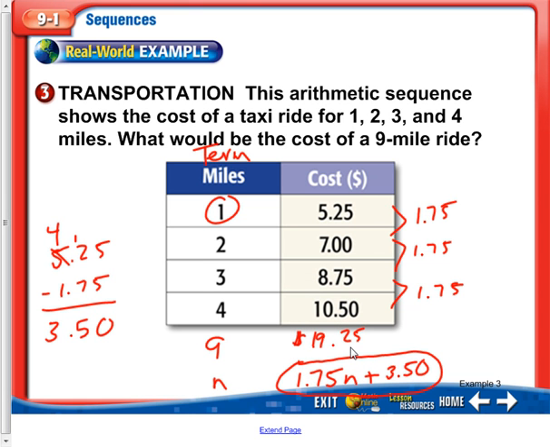Okay, so yes, we could have counted by $1.75 with our calculator and just kept adding until we got to the 9th term. However, if we jump to like 30 miles, how much would it be after 30 miles? You're not going to want to count up by 1.75 every time. So figuring out what this algebraic expression is, to use it to determine other term values, will be helpful for us in the future.